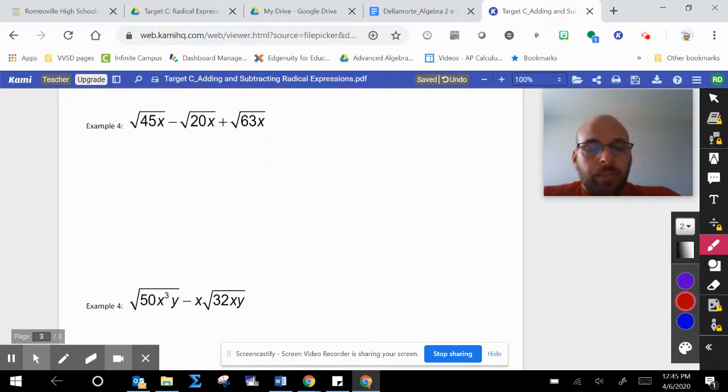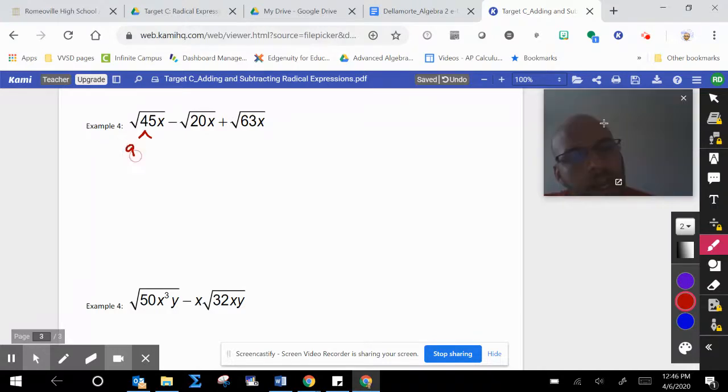Number 4, I put an X in there. That's okay. Doesn't change how I do it. I'm just going to reduce it down. I want them all to be the same on the inside of the radical if possible. So if I break this down, this is 9 times 5 times x.